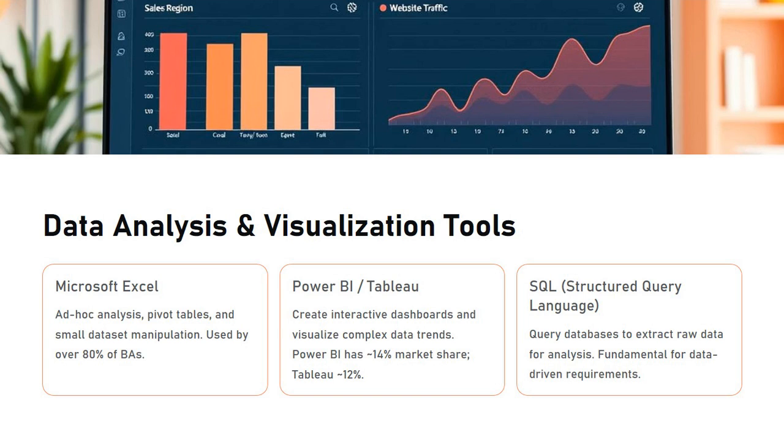Additionally, SQL, structured query language, is essential for querying databases to extract raw data, supporting data-driven requirements gathering and analysis. Together, these tools empower BAs to turn data into actionable insights, enhancing decision-making and project outcomes.